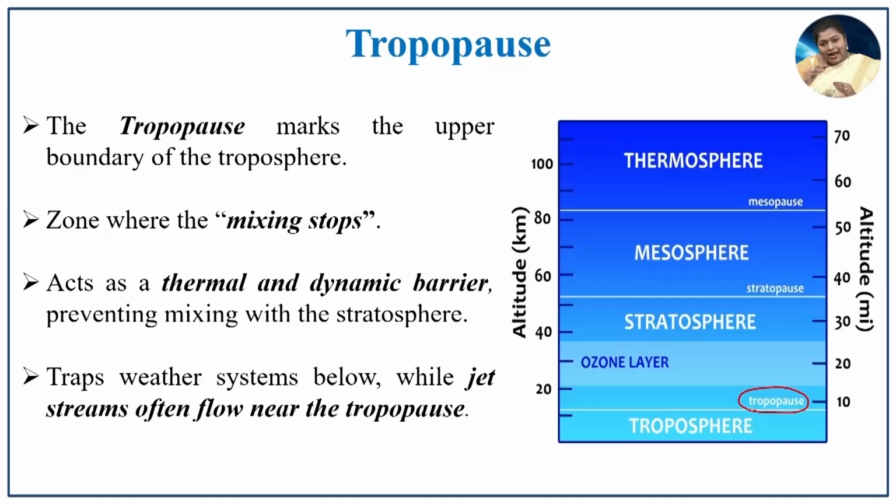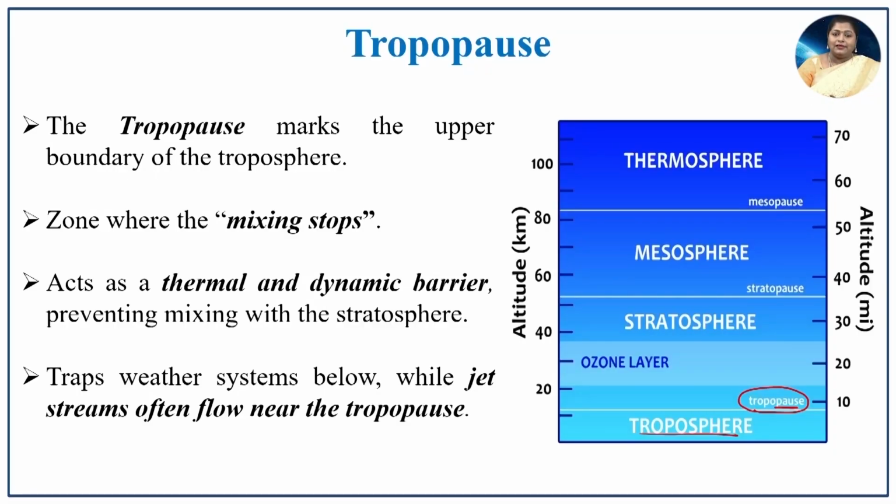Then after the troposphere, we have another important boundary: above the troposphere there is the tropopause. The tropopause marks the upper boundary of the troposphere. It is also known as the mixing stop. In the name itself we can understand it is a pause. Pause means some stop in activity, or some constant activity taking place in this region. What mixing stops? The gaseous mixing stops here in the tropopause.